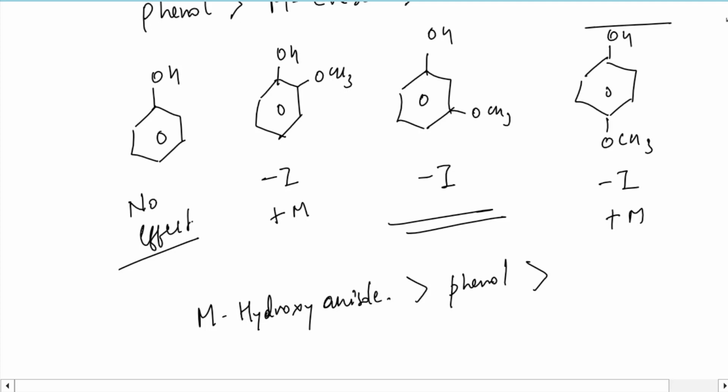Ortho hydroxyanisole. Next to this is para. Why is para at the end? Because of minus I. Minus I will be lesser. Okay, in case of ortho, more minus I. But there is a plus M, that's why they both are after the phenol. Okay. So considering all these effects, we can write this order.